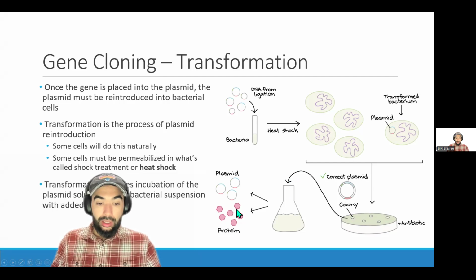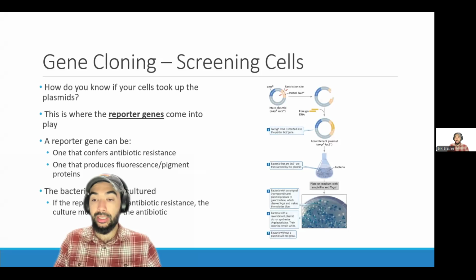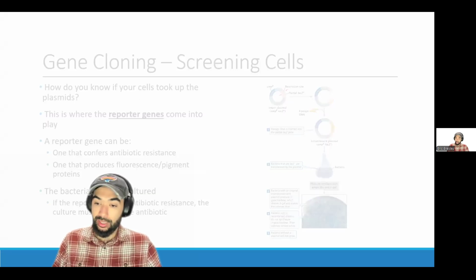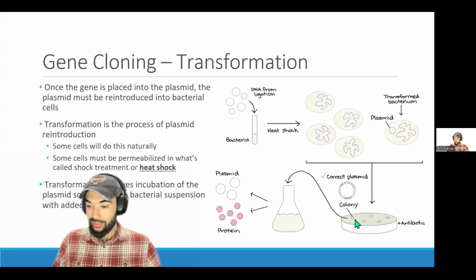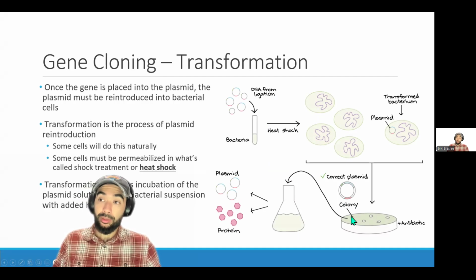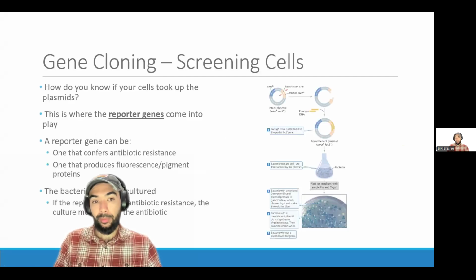So, how do we know that a bacterium has properly taken in the plasmid? We have this step here. I'll go back real quick. We have this step where we isolate the colonies that did take in the plasmid. How do we know that our colony properly took up the plasmid? How do we identify which colony did? And that's where those reporter genes come into play.